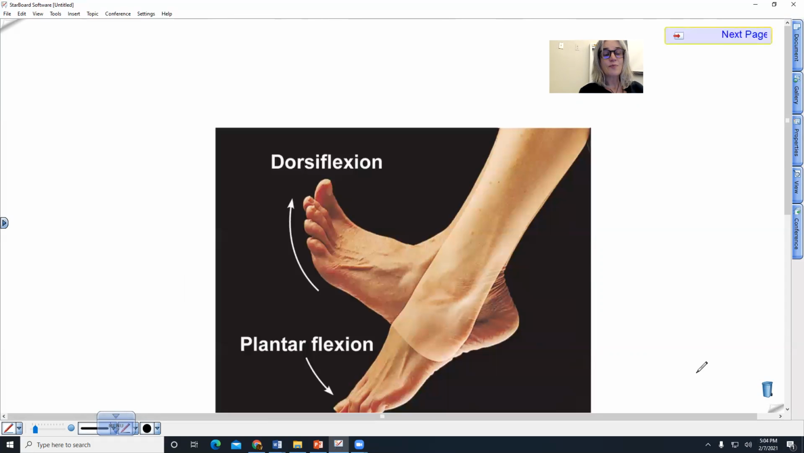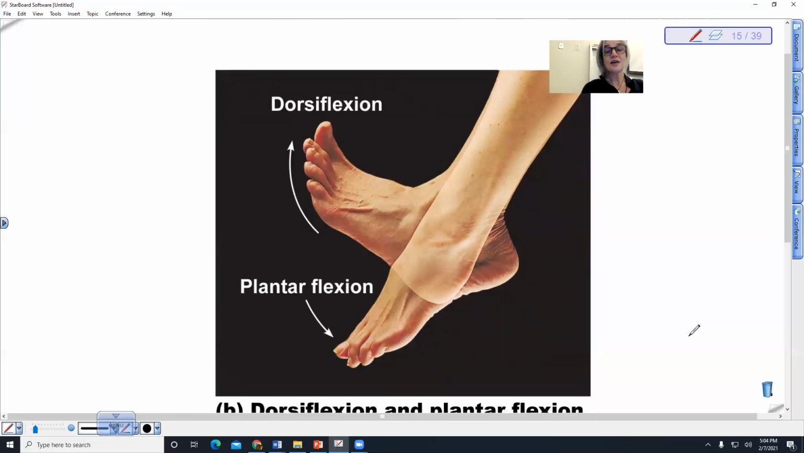Now, there are some names for movements that are very special and specific to a joint. And this is one of those. So notice here that both of these are called flexion. Dorsiflexion is where the top of your foot comes closer to your shin. Actually, when I say flex your foot, that's kind of what I mean. Or when I say point your toes, I'm generally meaning plantar flexion.